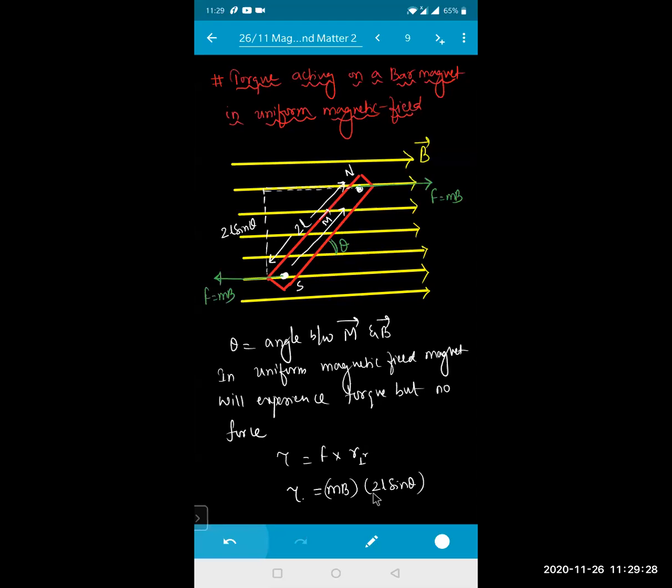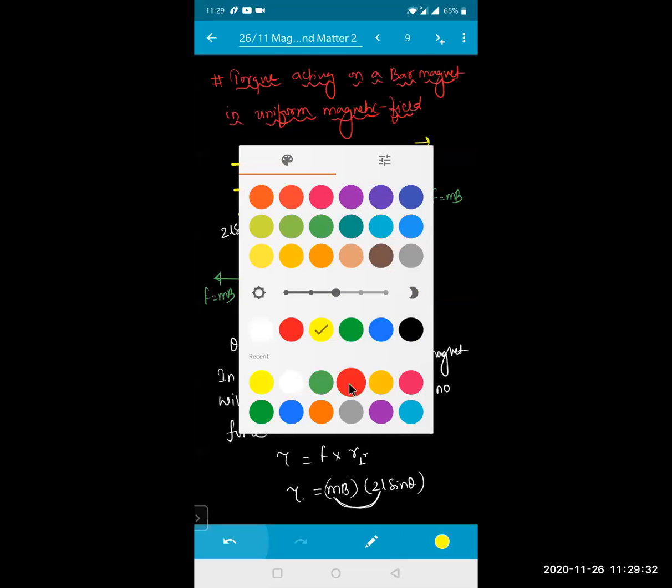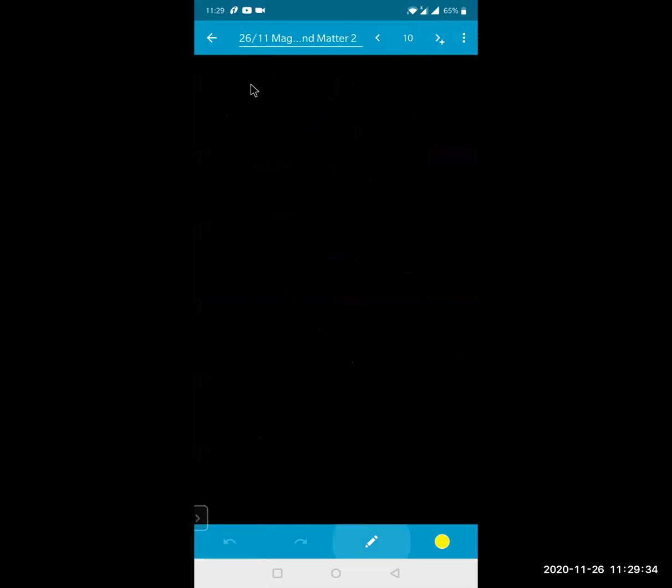See here, m into 2L will represent what? Magnetic moment. That means I can write here torque tau is equal to M into B into sin theta. So the torque acting on a bar magnet kept in a uniform magnetic field is tau equals MB sin theta. It is like a cross product, A bar cross B bar is equal to AB sin theta.